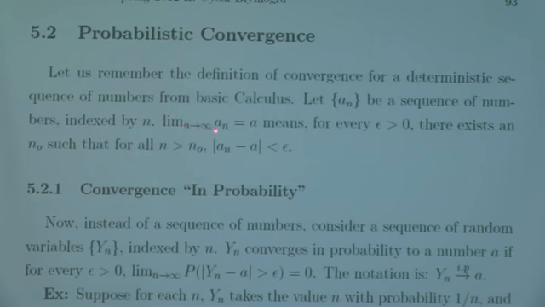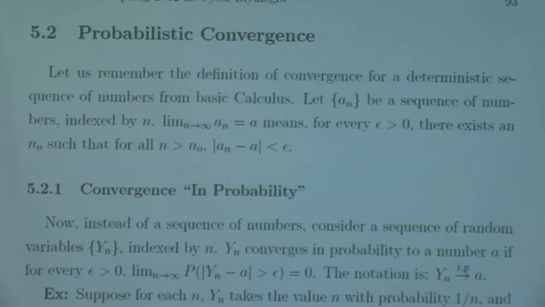The limit as n goes to infinity of a_n equal to a means that for every epsilon there exists a number n sub 0 such that for n bigger than n naught, a_n is within epsilon of a. Okay, so let's remember this basic convergence.